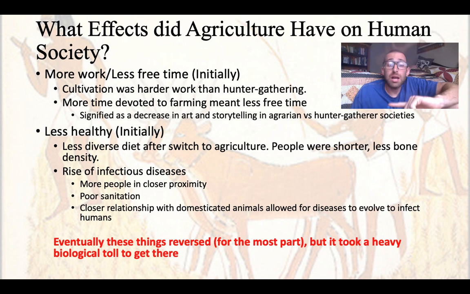Now, later on, things reversed. We're lucky in the time that we live now that this isn't so anymore. But initially, there was a heavy biological toll to get to the place where we are now, where we have more free time, and we'd like to think we are healthy. It's probably up for debate. So again, these are some more impacts that agriculture had on human society.